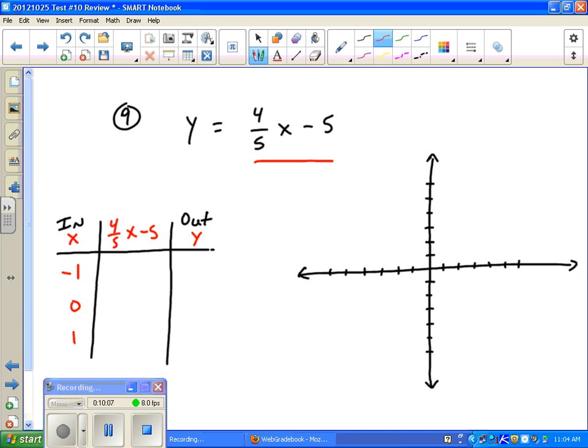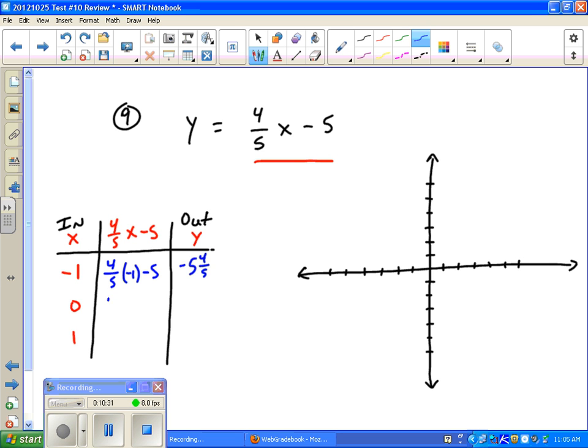And we're going to plug in our values that we chose for x, -1, 0, and 1. So 4 over 5 times -1 minus 5 means 4 over 5 times -1 just makes it -4 over 5. Minus 1 is -5 and 4/5. And we'll just leave it in that form for right now because it'll be easier to graph. I'll show you that in a second.